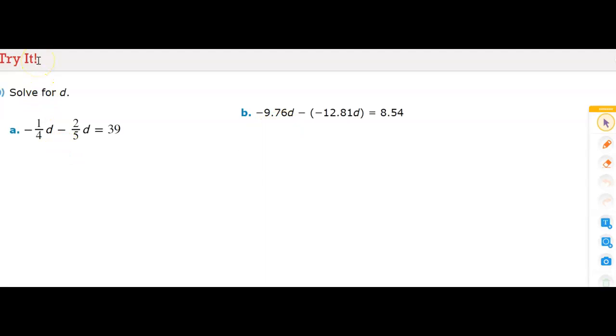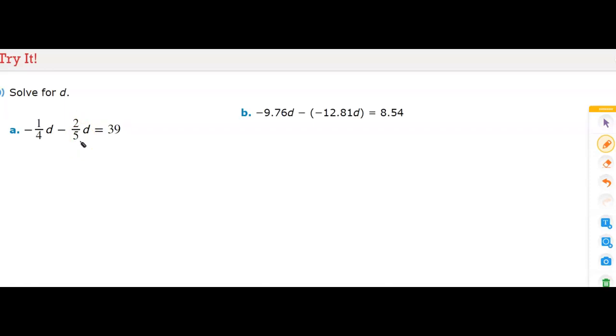Let's solve for d. So let's do the first one. We have negative 1/4 times d minus 2/5 times d is equal to 39. Just like the example, we have a negative and we have a minus here. So we're going to look at them both as negative, so we can just combine them by adding them together.